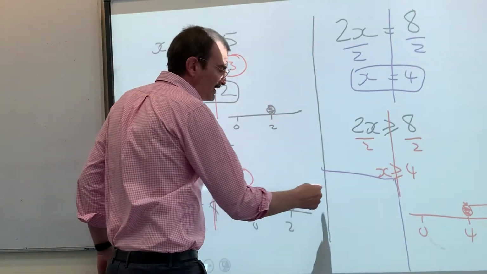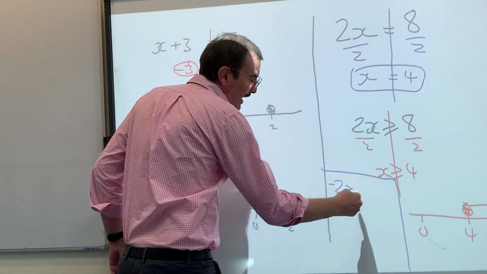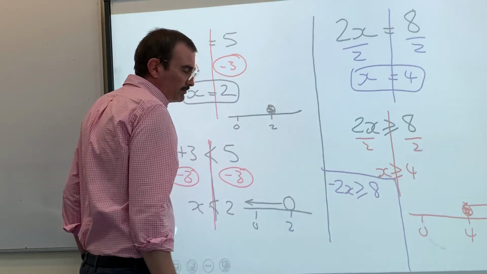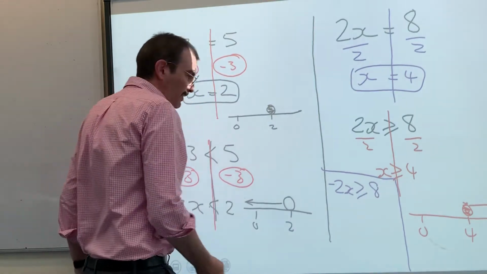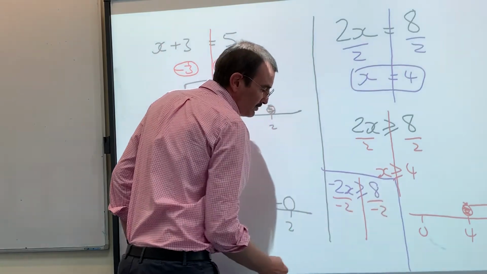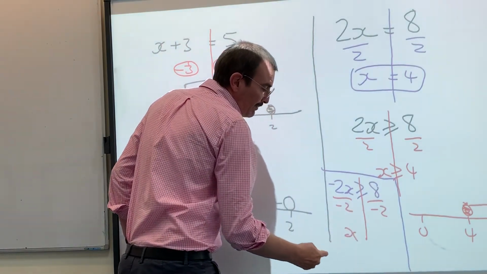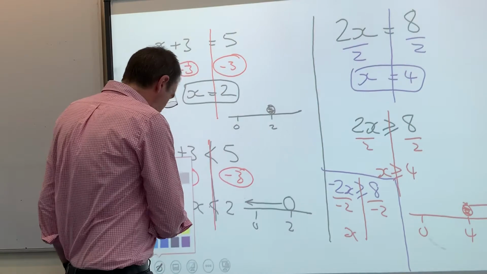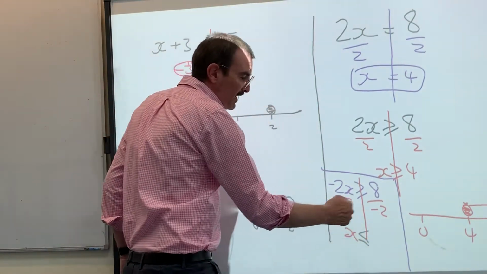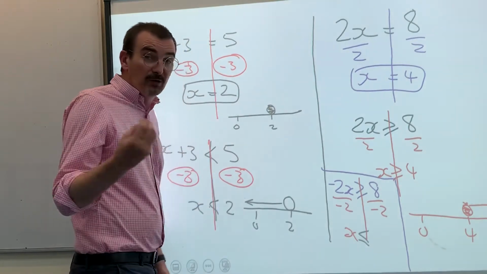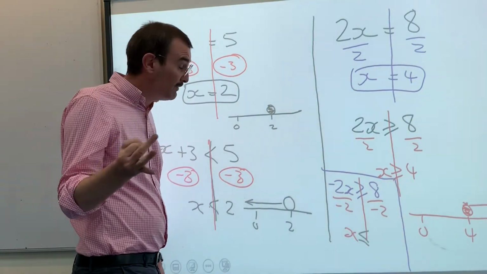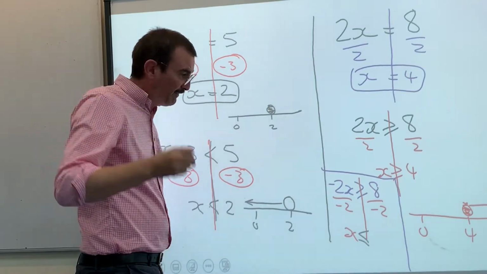So, let's say it's negative 2x is greater than or equal to 8. Okay? So, draw your river, divide by negative 2, divide by negative 2, and x. Now, this is the bit that changes. You flip your sign because you're dividing by a negative. It also applies to multiply by a negative. Only those two. Multiply and divide by a negative, and the sign gets flipped.